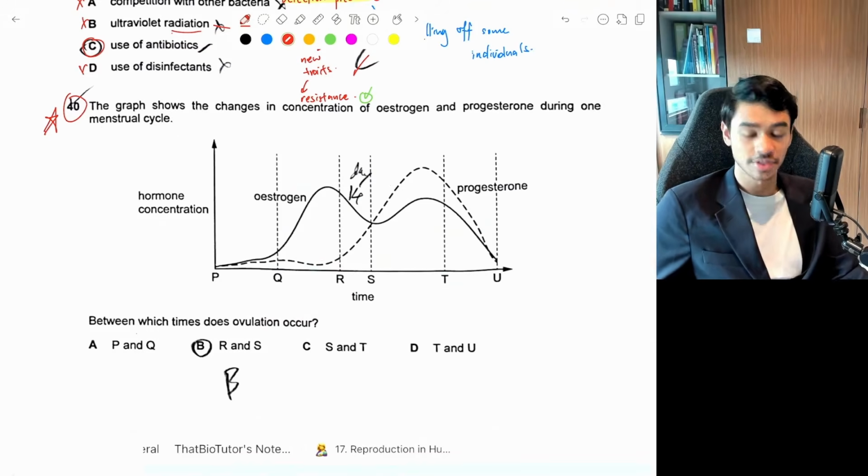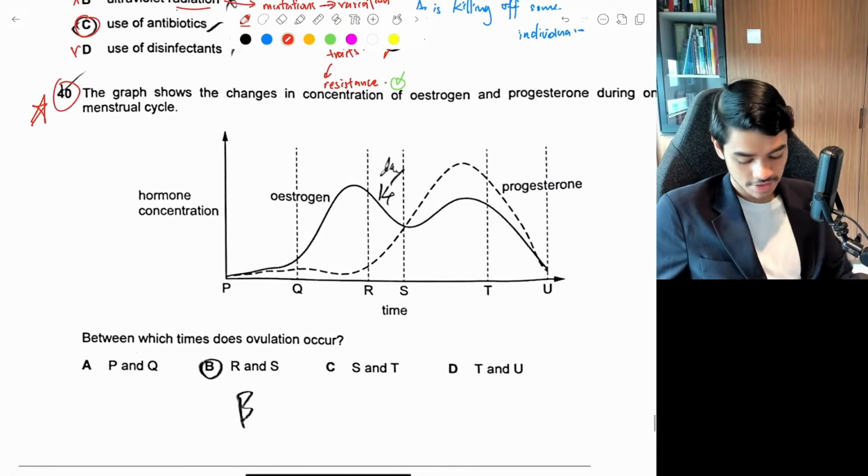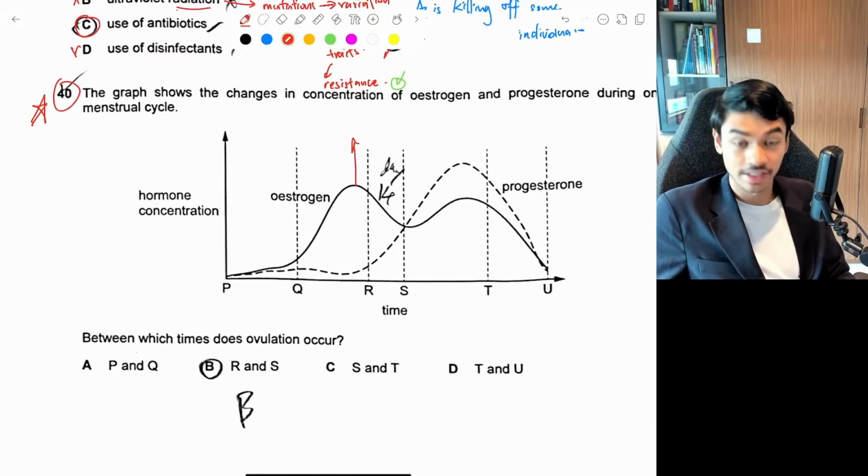And now last question, question 40. So I don't actually like the graph because it's inaccurate. The estrogen peak should be higher than the progesterone, okay?